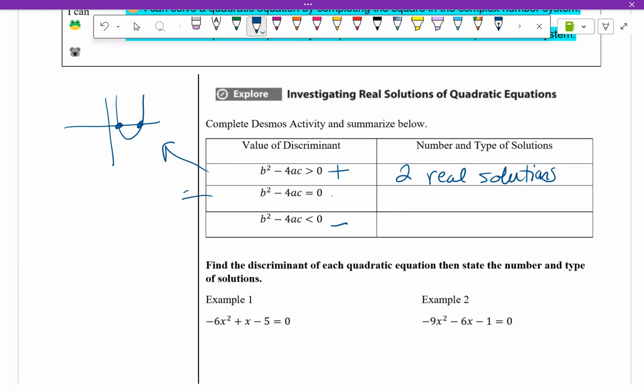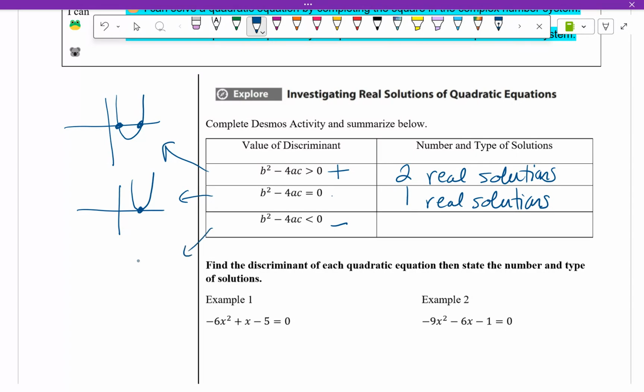All right, the second one looks like this. It bounces off the x-axis. So when I bounce off, how many times does it cross the x-axis? 1. So that one has 1 real solution. Technically, it's what we call a double root. It's the one where you get like 5 and 5, right? You get 2 numbers that are the same. We saw that earlier this week.